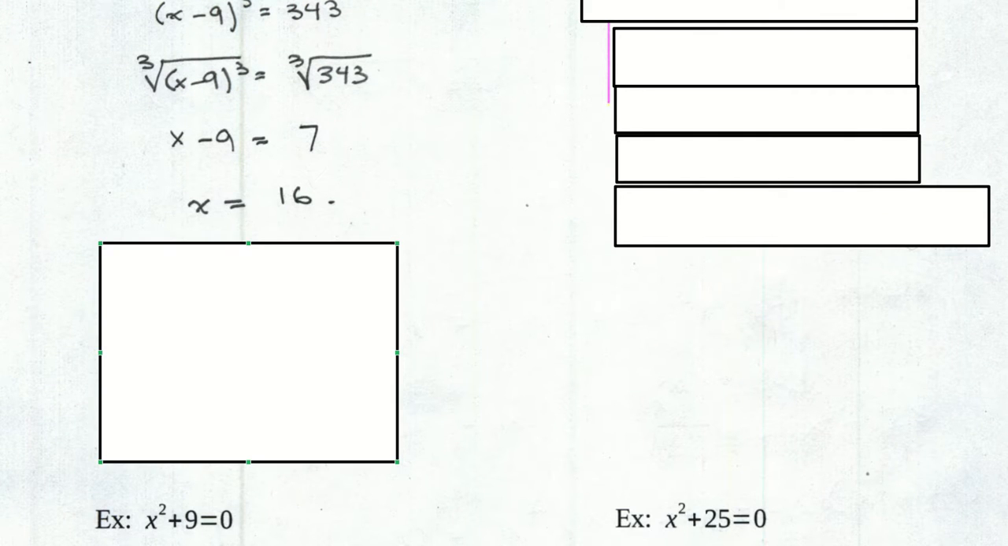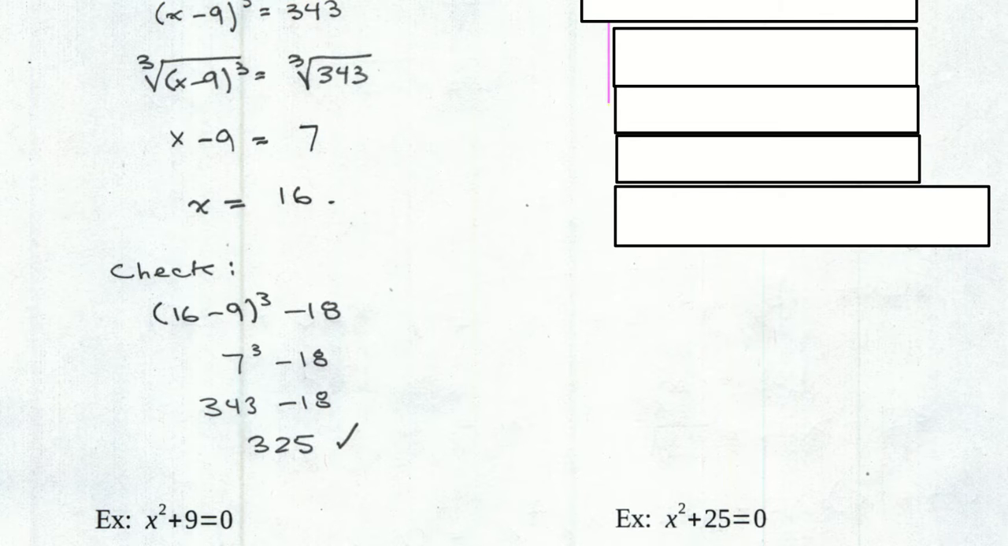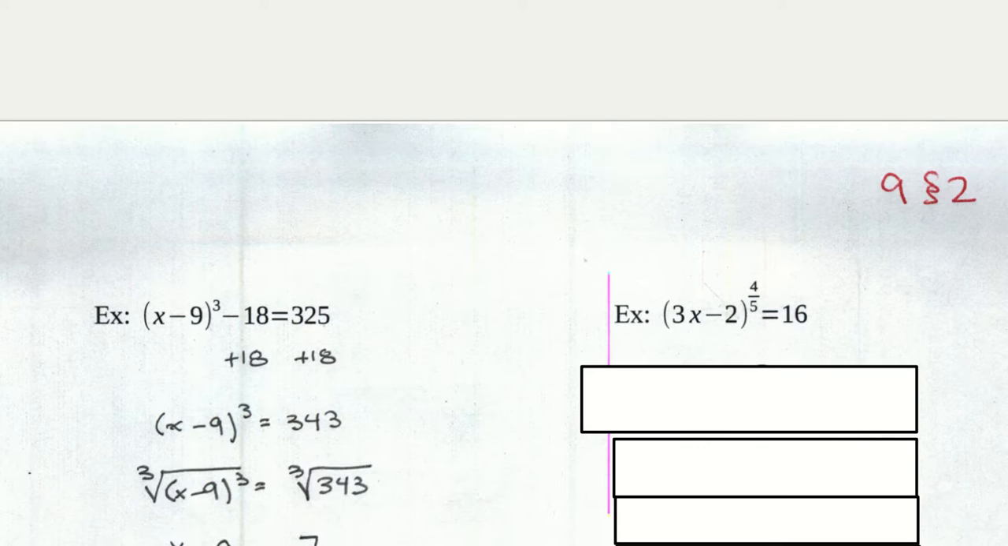Now, when you check this, you simply substitute in that 16 for x. 16 minus 9 is 7. 7 cubed is 343. 343 minus 18 is 325. So that equals that right side there.